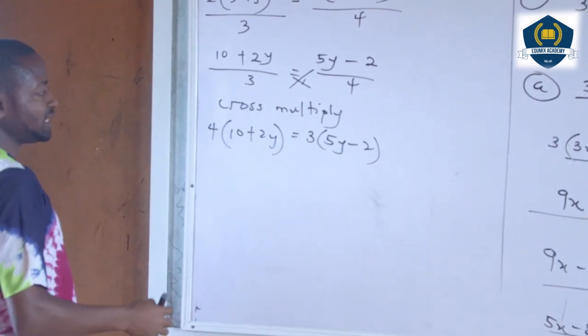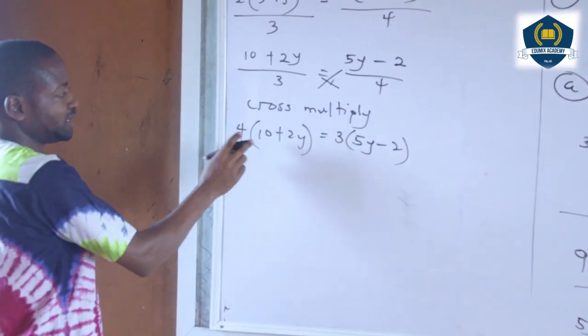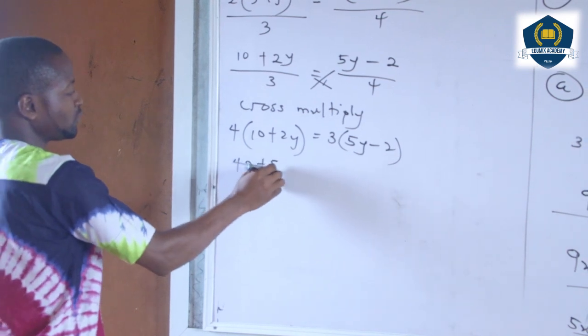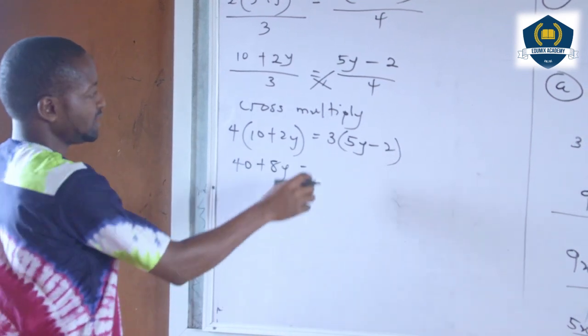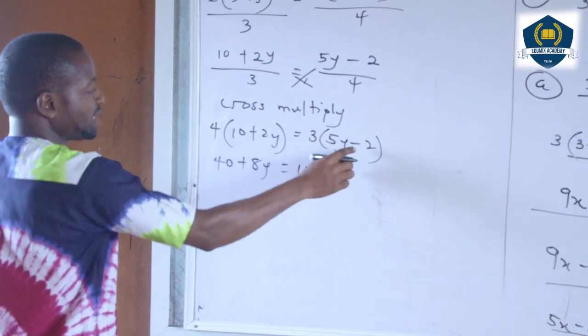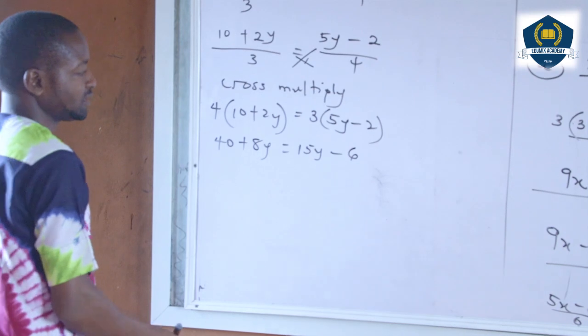Now on the LHS, plus times plus is plus. 4 times 10, you have 40. Then plus times plus is plus. 4 times 2y is 8y. Then plus times plus is plus. 3 times 5y, you have 15y. Then plus times minus is minus. 3 times 2, you have 6.